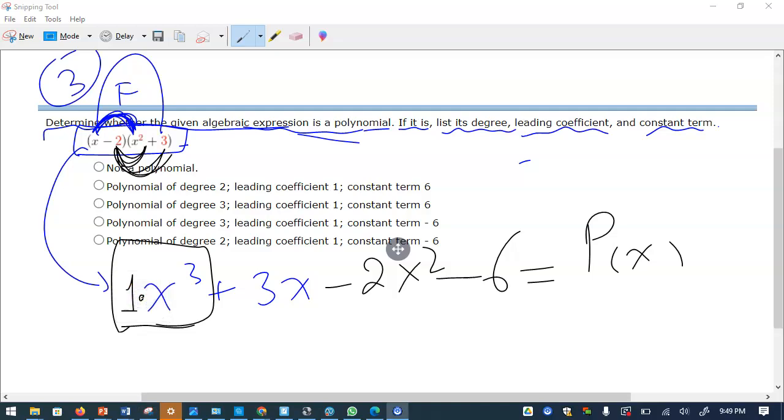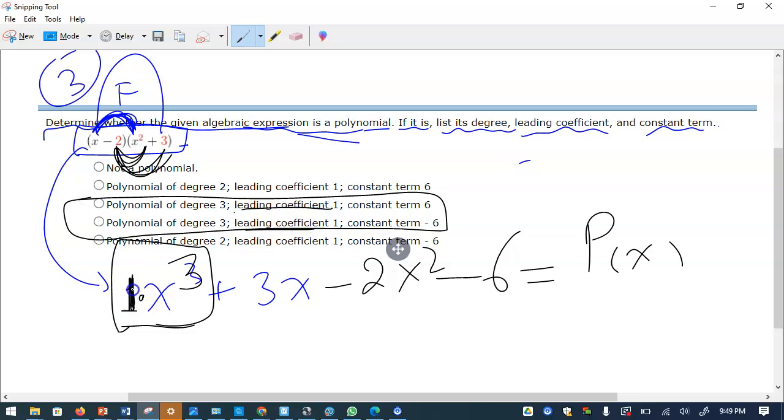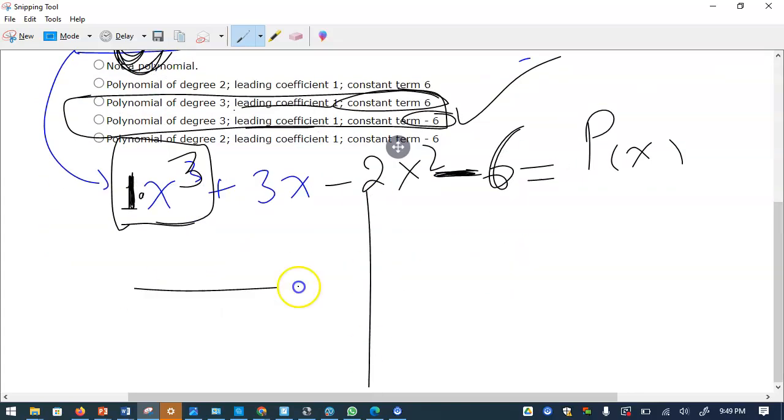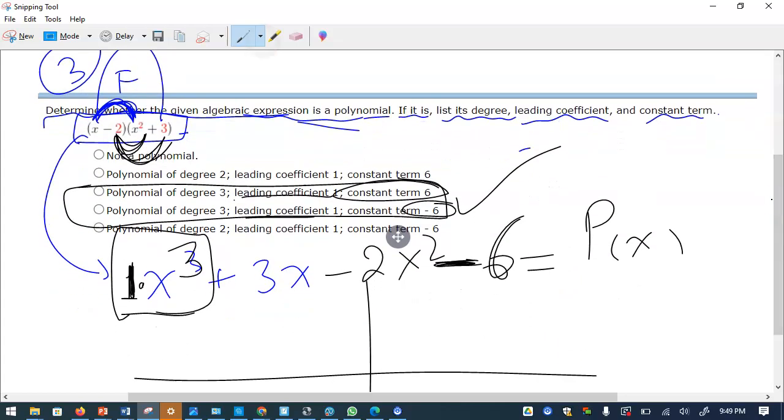Clearly, the degree is the greatest exponent. There are two terms of interest right here, but among them, which one is the leading? Both have coefficient 1. And the constant term here is minus 6, so we have to select this. We can easily show this by just looking. I'm even going one step ahead and showing you.